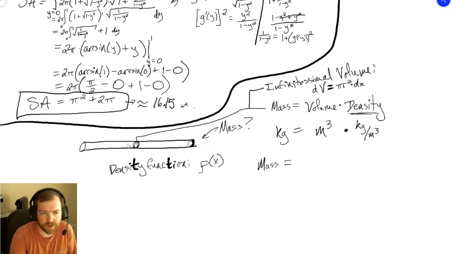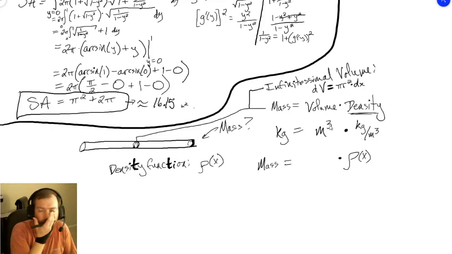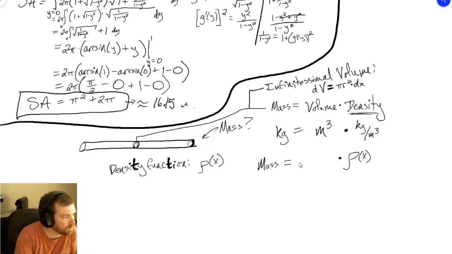Alright, so the mass of one segment is going to be given by... Are they just doing... Okay. Rho at x times... Okay, yeah.